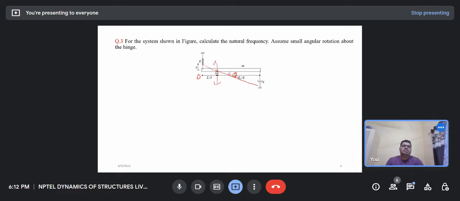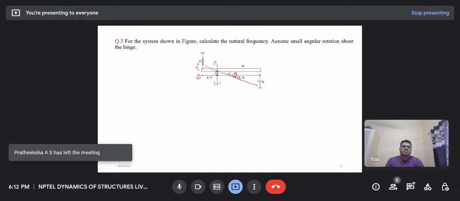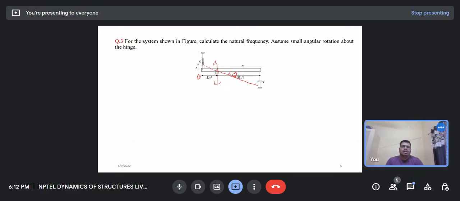This is the simplest question, in which you have to take the moment, and it is around a one or two line question. Has anyone come up with the equation of motion? 7 by 48 ml square. Okay, that is your mass inertia. If you are able to find the mass inertia, then it is nothing but taking the moment about the hinge, and you would be able to calculate the natural frequency of the system.